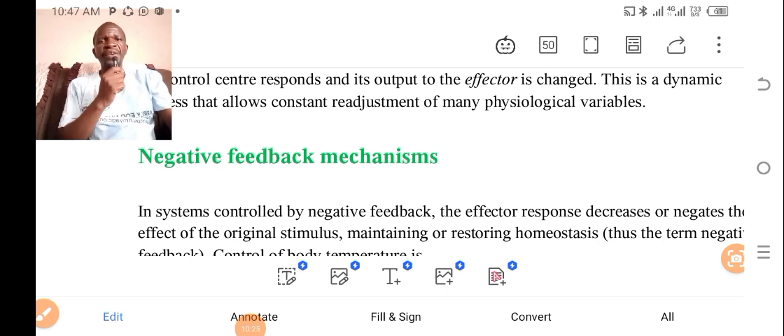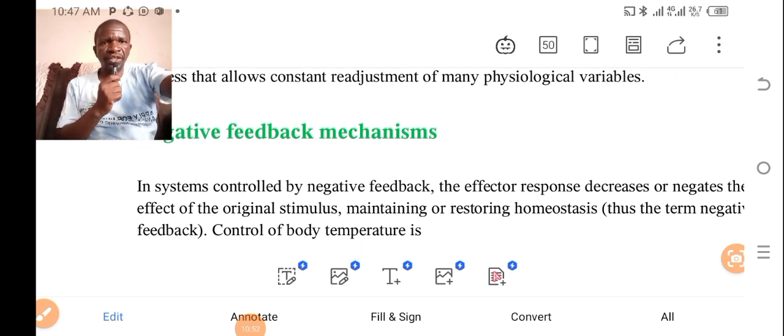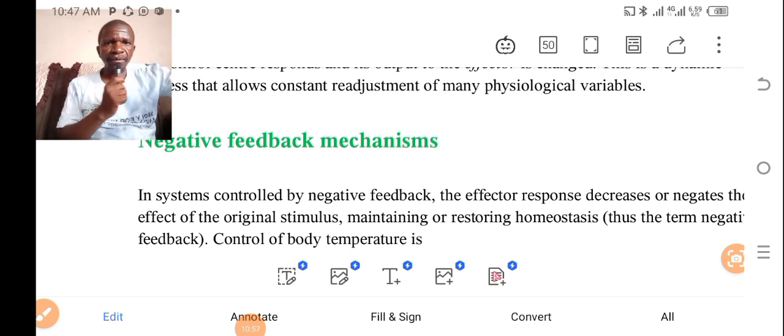It becomes a negative feedback mechanism in the sense that the control center will be going against what is happening. It's called negative feedback mechanism because we are trying to control the abnormality. We are going against what is happening. The output from the brain or the control center is to control what is really going on. It is to reverse or to negate. So it becomes a negative feedback mechanism.